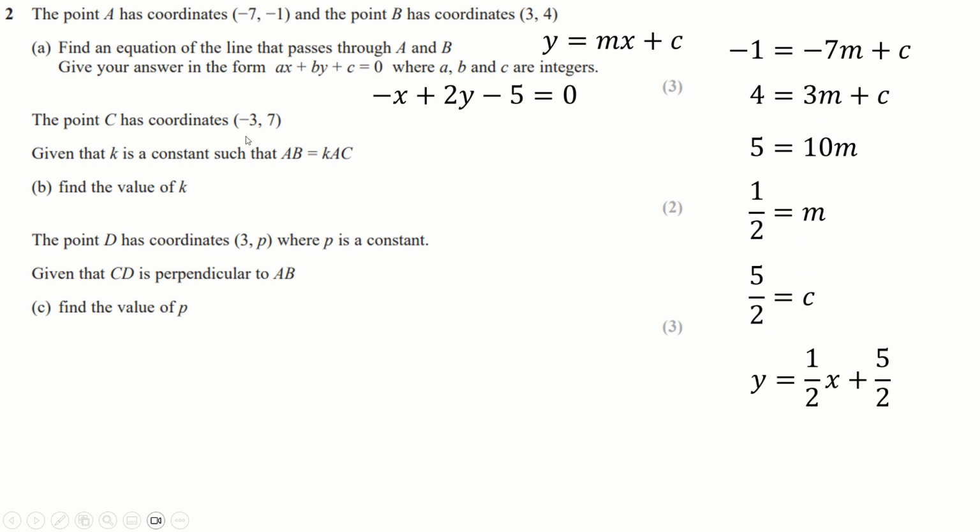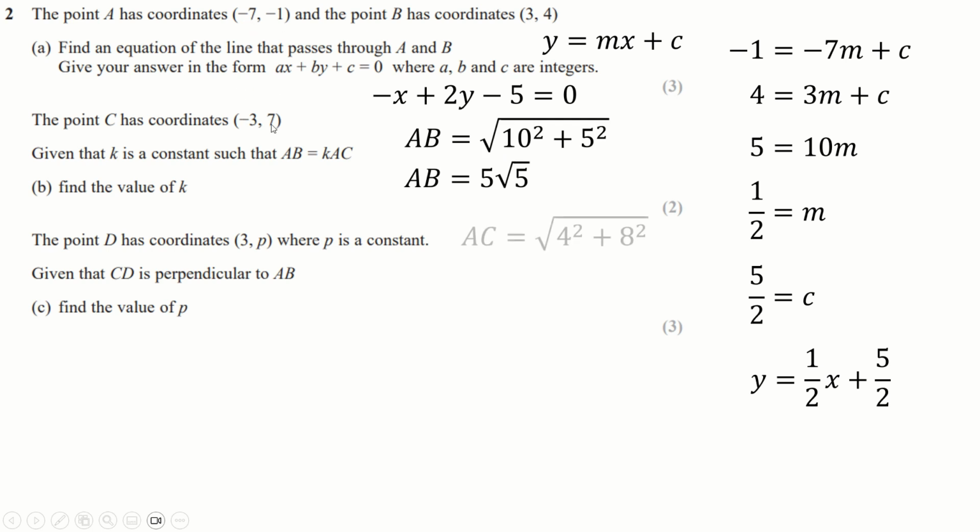C has coordinates this, given this, so A to B is going to be just Pythagoras here. The distance from minus 7 to 3 is 10, and the distance from minus 1 to 4 is 5. So I would suggest drawing this down and putting the points down and doing some Pythagoras from there, but I just couldn't be bothered. So A to B, the distance is just 10 squared plus 5 squared square rooted, which is this, and the distance A to C is just going to be, well, from here to here is 4, and from here to here is 8, so that's 4 squared plus 8 squared square rooted, which is this here.